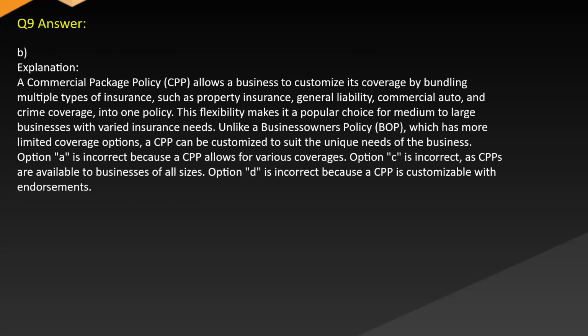Answer: B. Explanation. A commercial package policy (CPP) allows a business to customize its coverage by bundling multiple types of insurance, such as property insurance, general liability, commercial auto, and crime coverage, into one policy. This flexibility makes it a popular choice for medium to large businesses with varied insurance needs. Unlike a business owner's policy (BOP), which has more limited coverage options, a CPP can be customized to suit the unique needs of the business. Option A is incorrect because a CPP allows for various coverages. Option C is incorrect as CPPs are available to businesses of all sizes. Option D is incorrect because a CPP is customizable with endorsements.